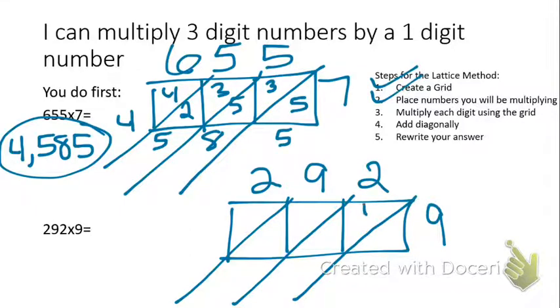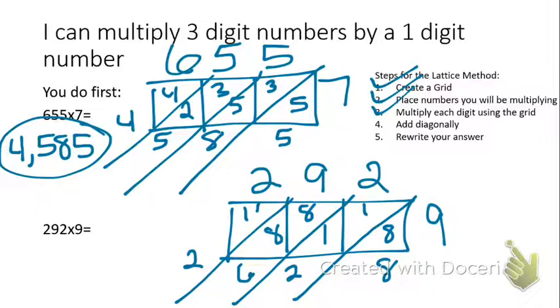2 times 9 is 18. 9 times 9 is 81. 2 times 9 is still 18. And then you should have added. 8 plus nothing is 8. 1 plus 1 is 2. 8 plus 8 is 16. Carry the 1. Remember, we have to carry the 1. And then 1 plus 1 is 2.